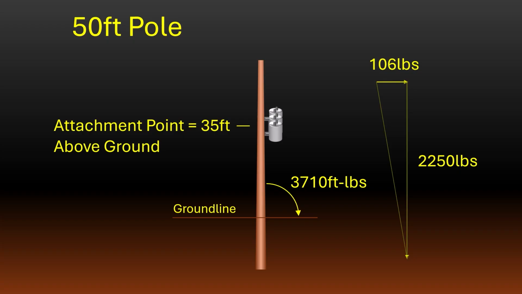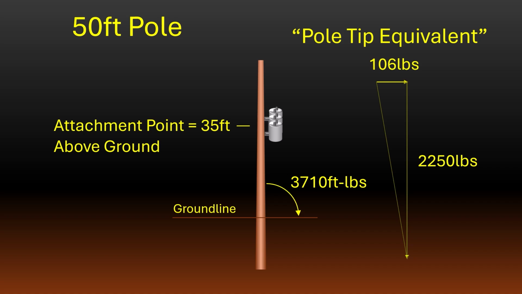We then need to convert our vertical load of 2,250 pounds to a pole tip equivalent load. This is a little tricky. Most pole loading software programs do something similar automatically.